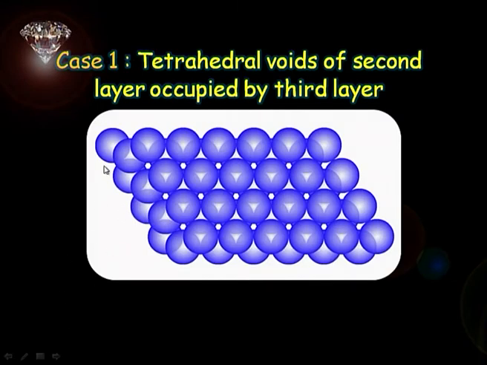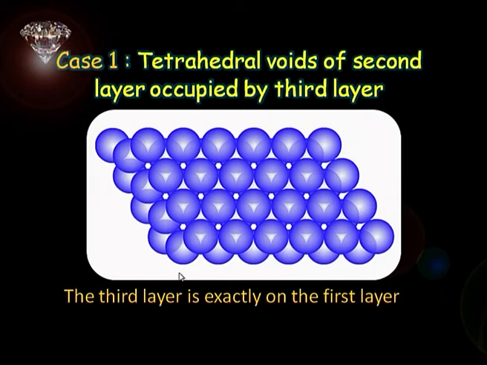Now, what I am showing you here is 3 layers: layer 1, layer 2 and layer 3. In layer 3, I have put the third layer in such a fashion that the tetrahedral voids of the second layer are being occupied. The moment I do that, I find that this layer 3 is exactly on top of layer 1. That is, the third layer happens to be exactly on top of the first layer, and this is referred to as AB repeat.